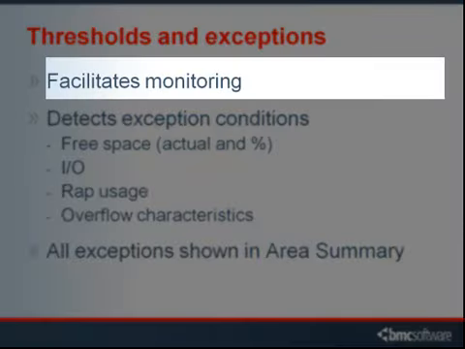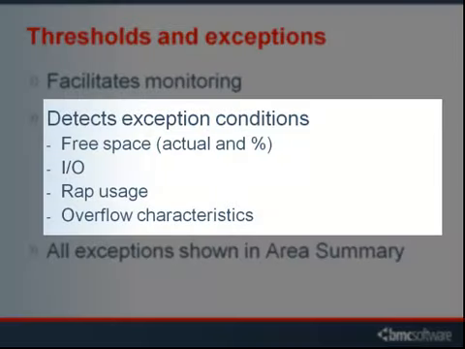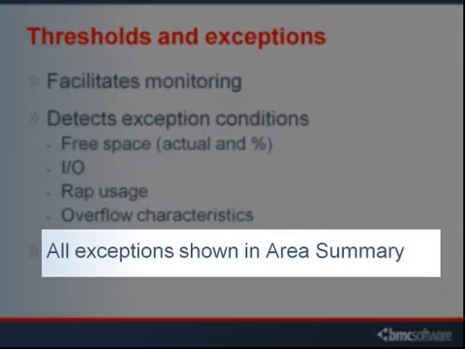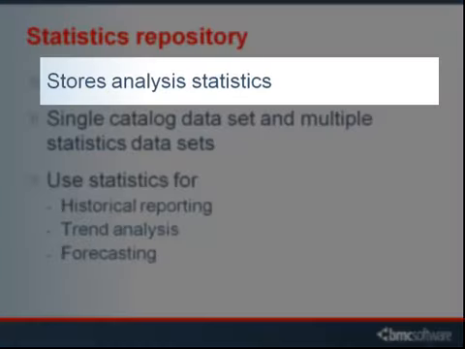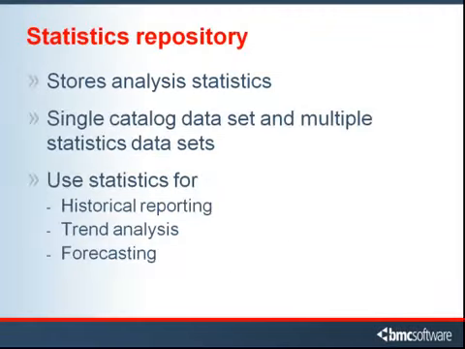You can use the threshold subcommand to monitor particular database characteristics. Exceptions can be detected for free space, excessive I/O, wrap usage, and degree of use of overflow. All exceptions are included in the area summary report. The statistics repository is an optional facility that stores statistics gathered during analysis. You can retrieve the statistics for reporting and subsequent processing. Each time an area is analyzed, a statistics record is appended to a user-specified file. We recommend that you use the statistics repository.